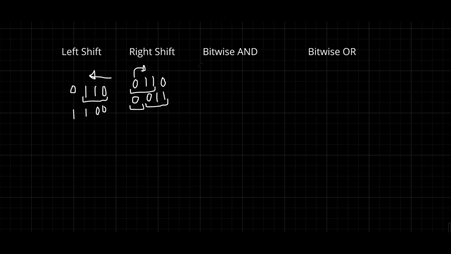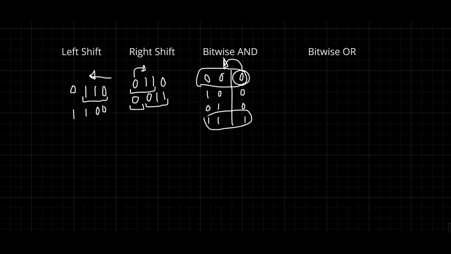Now, the bitwise AND operation. Here the bitwise AND operation is very simple. Suppose we have two variables A and B, and there will be 4 combinations available. Now, for the bitwise AND operation, 0 and 0 will be 0, 1 and 0 will be 0, 0 and 1 will be 0, and 1 and 1 will be 1. That means if both of the bits are equal, the bitwise AND result will be equal to those bits. That means 0 and 0 will be 0, and 1 and 1 will be 1.